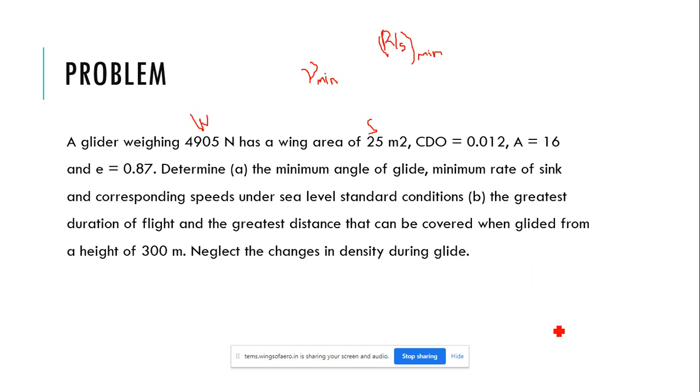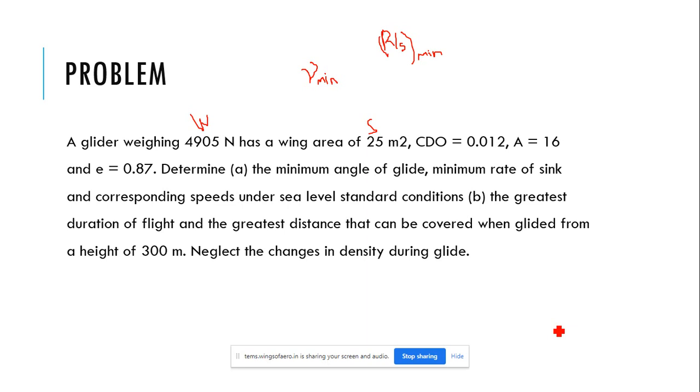Okay. And the greatest distance of flight is R glide, that is the range in glide, the greatest distance that can be covered when glided from a height of 300 meter. For 300-meter altitude, from there the aircraft is gliding. So how much distance it will take, that we need to find out. And the greatest duration of flight, that also we need to consider.